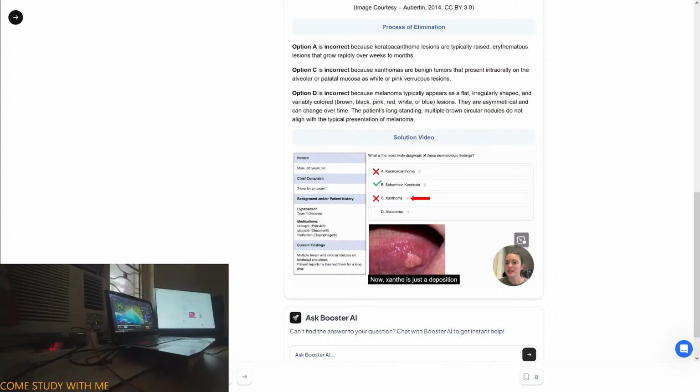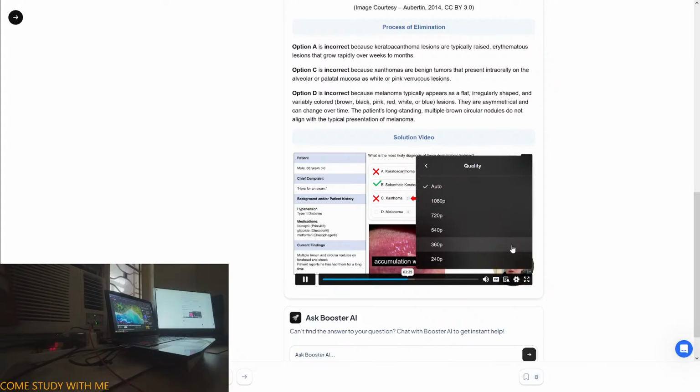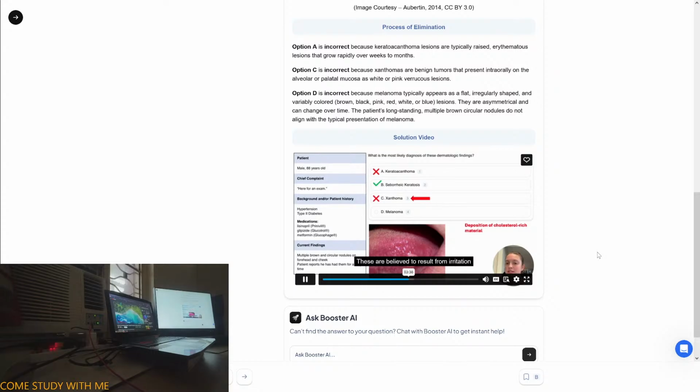Now, a xanthoma is just a deposition of cholesterol-rich material, meaning that they're the result of lipid accumulation within the skin. These are believed to result from irritation or an unknown immune reaction, but their etiology is still not completely understood. These are uncommon, benign, papillary, or exophytic growths typically found on the gingiva, hard palate, and alveolar ridge. They can also present cutaneously throughout the body and are often found in this area right above the eye. They're usually solitary, sessile, or pedunculated lesions with a verrucous or cauliflower-like surface.